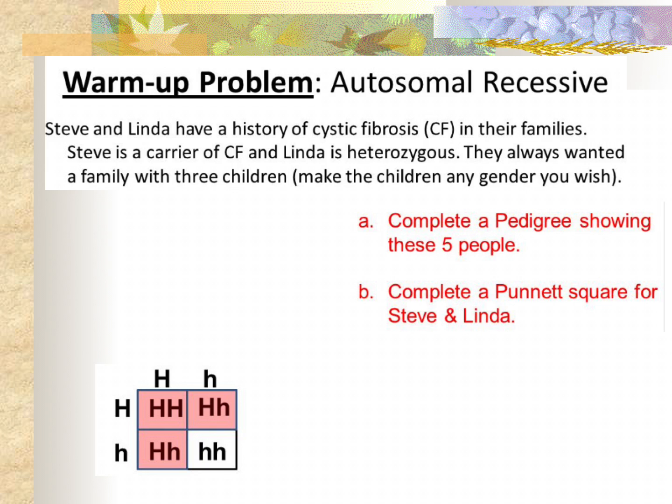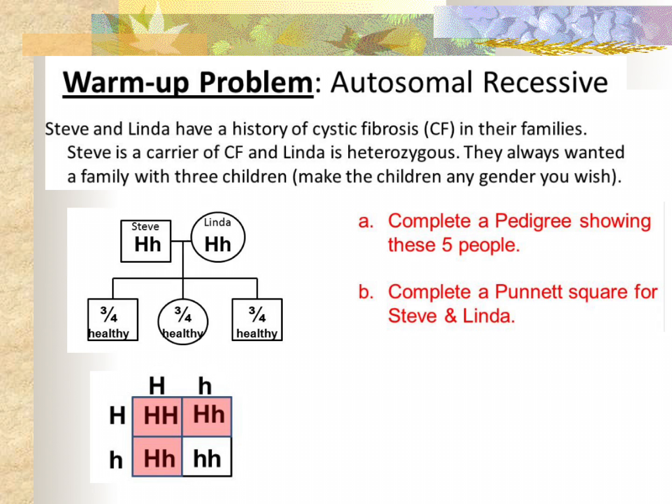So there's the Punnett square. Cystic fibrosis is shown as the small h gene. Both Steve and Linda are carriers. Both are heterozygotes. Their offspring are shown right there. 1/4 of the offspring will have 2 dominant genes and be normal. 2/4 will have one dominant and one recessive and will be a carrier, and 1/4 will be homozygous recessive and be affected by cystic fibrosis.